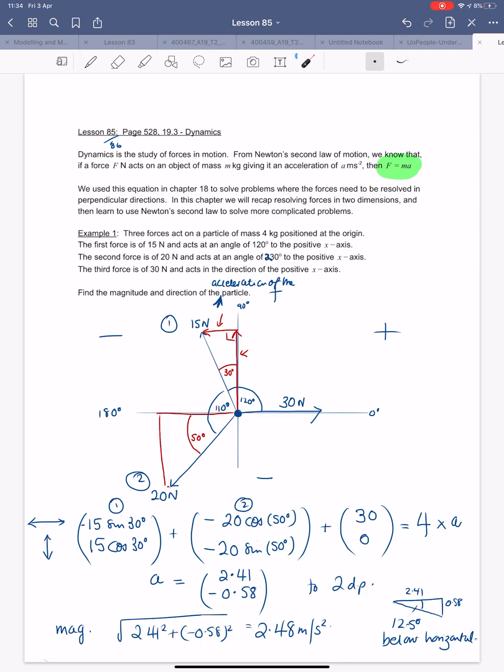So I need to do tan inverse. Shift tan inverse. Open brackets 0.58 divided by 2.41. 13.5. Yeah, I thought that was a typo. I think I'm blaming my calculator, because it's just slightly different. You have to do tan inverse 0.58 over 2.41, and it's 13.5 degrees below the horizontal. Okay, I don't know what my error was, but that's correct now.